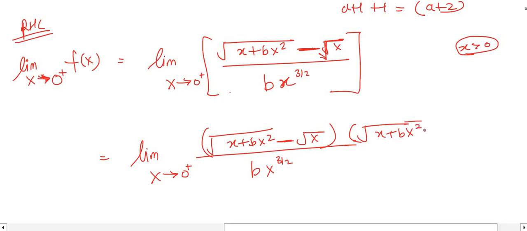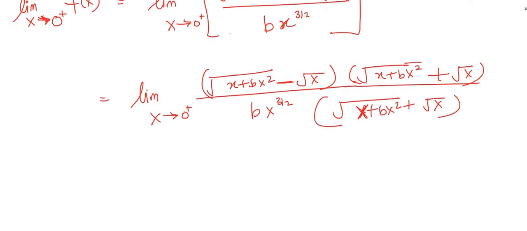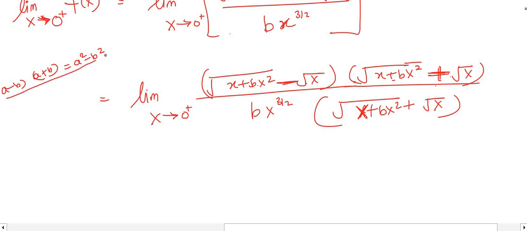This is bx square plus root x divided by root of x plus bx square plus root of x. Correct? Okay, now let's see what can we do. So this is a minus b and a plus b. Correct? This is a minus b, a plus b. So what is the formula of a minus b and a plus b? Formula is a square minus b square. This is the formula, right? A square minus b square.